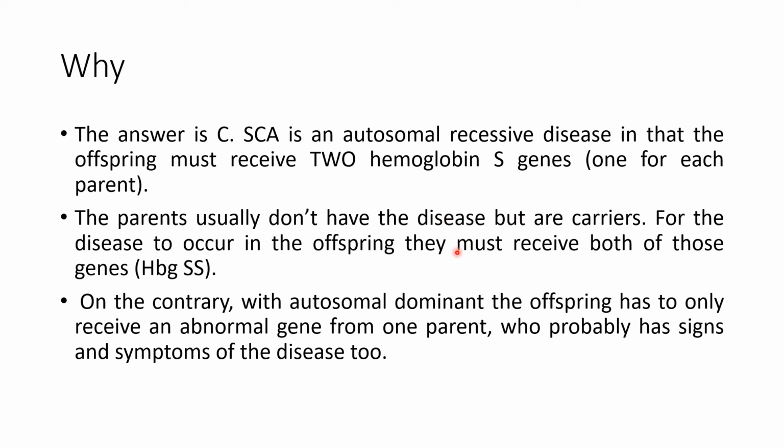For the disease to occur in the offspring, they must possess both of these genes, that is HbS, or in other words, homozygotes. On the contrary, in an autosomal dominant pattern, the offspring has to have only one abnormal gene from one parent and will produce signs and symptoms of the disease. In this case, two genes are required to produce the signs and symptoms. So this is not an autosomal dominant pattern of inheritance.